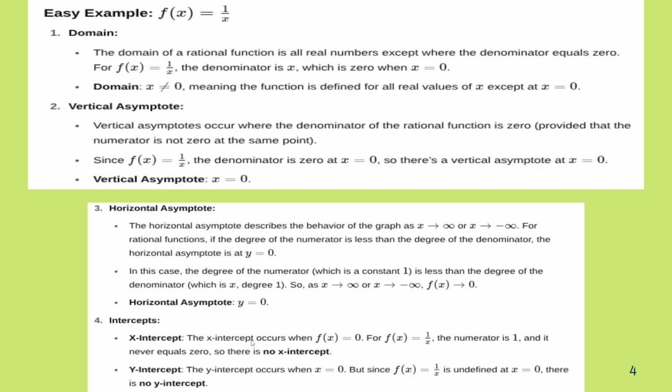Intercepts. The x-intercept occurs when y equals 0. For y equals 1 over x, the numerator is 1, and it never equals 0, so there are no x-intercepts. The y-intercept occurs when x equals 0, but since f of x equals 1 over x is undefined at x equals 0, there is no y-intercept.